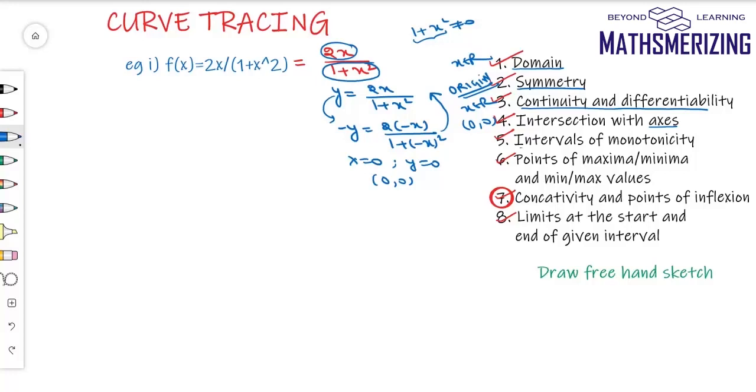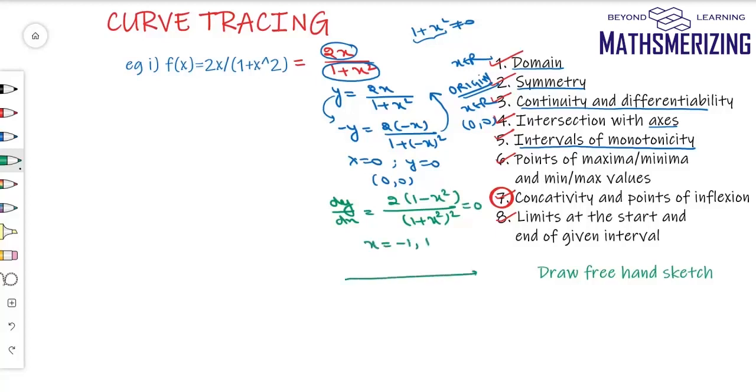Now for intervals of monotonicity, I'll differentiate the function. I will put it equals to 0 and then I'll find its critical points. So critical points here are minus 1 and 1. I'll place them on a number line. Now here coefficient of x square is negative, so it will be minus, plus and minus. It clearly means this function will be decreasing when x is greater than 1 or when x is less than minus 1, and it will be increasing between minus 1 and plus 1.